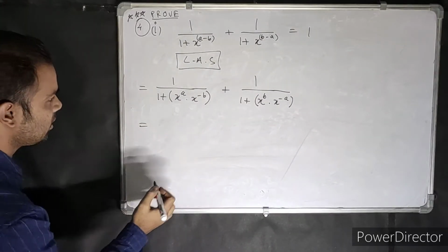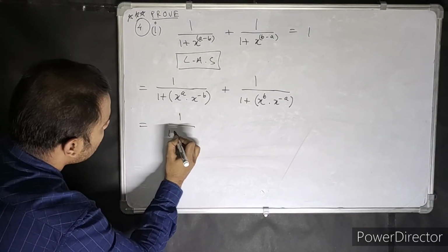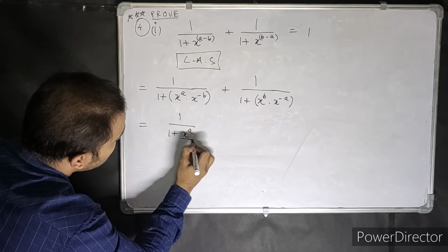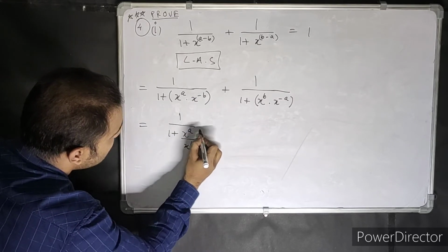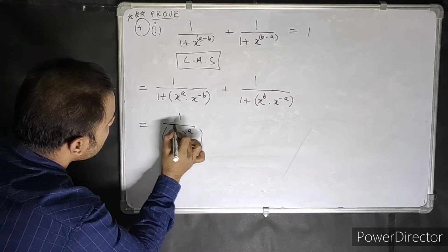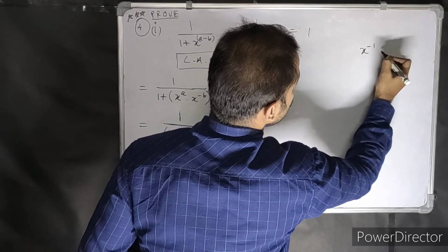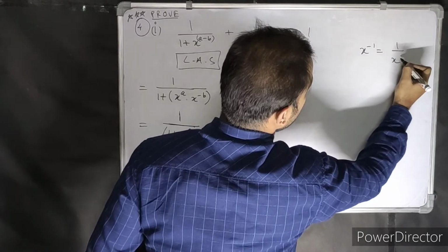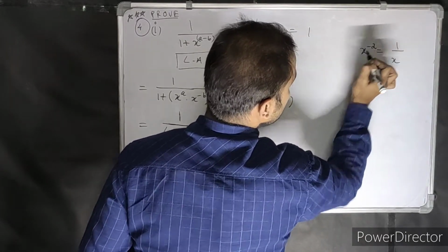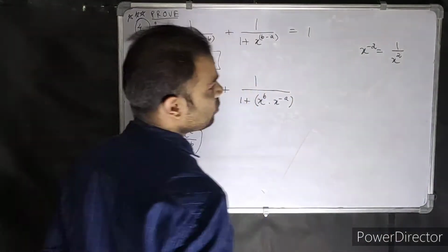Now you are big enough to understand. 1 by 1 plus x to the power a divided by x to the power b. You all remember this law, this rule? What happens? X to the power minus 1, what happens? You write x to the power minus 2. How do you write it? 1 by x to the power 2.